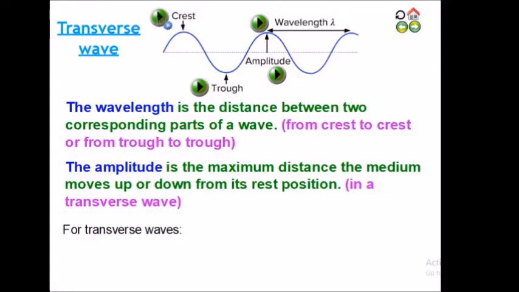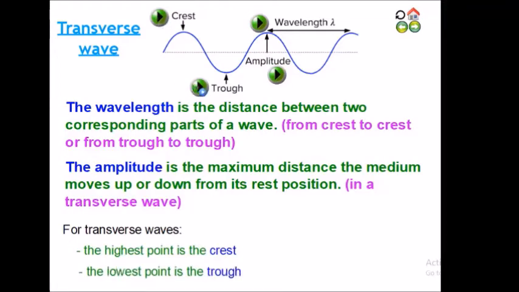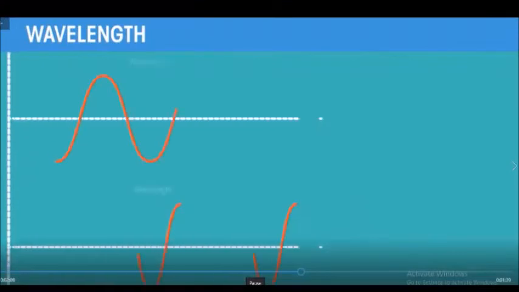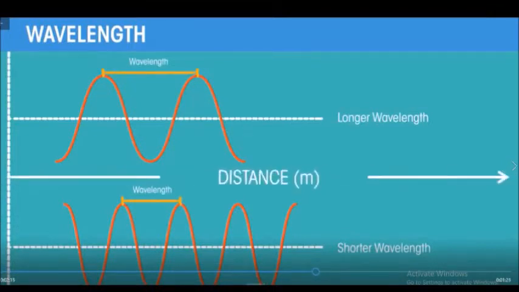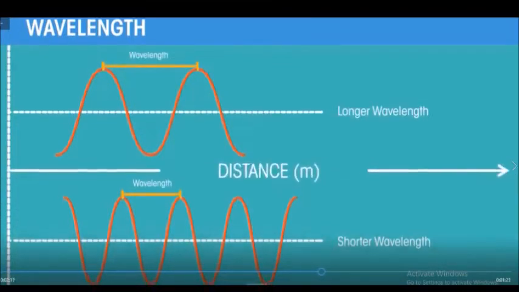Now the crest is the highest point of the wave. The trough is the lowest point of the wave. Here we have a wavelength. Above you can see a wave with a longer wavelength, and below you can see a wave with a shorter wavelength.